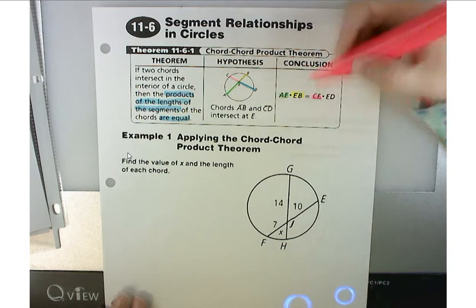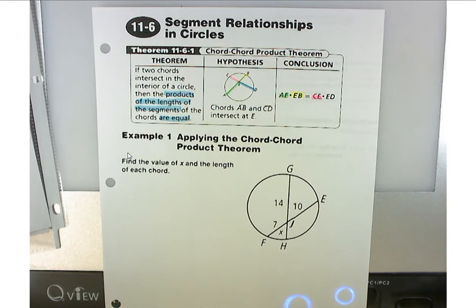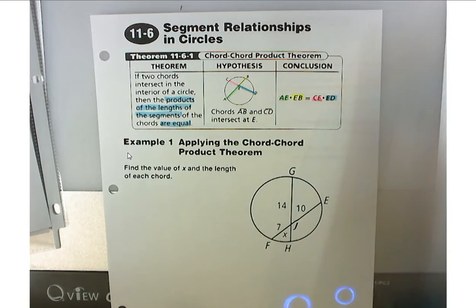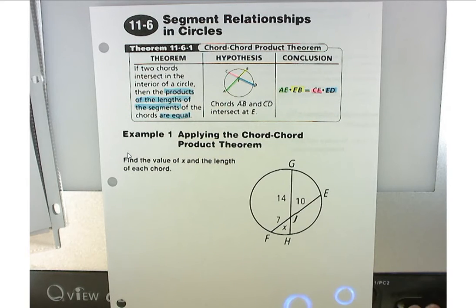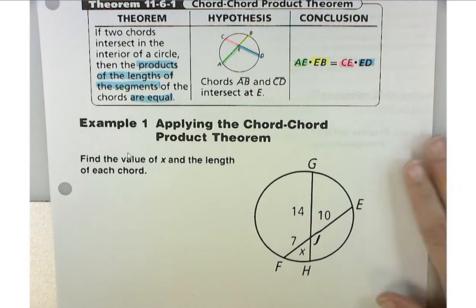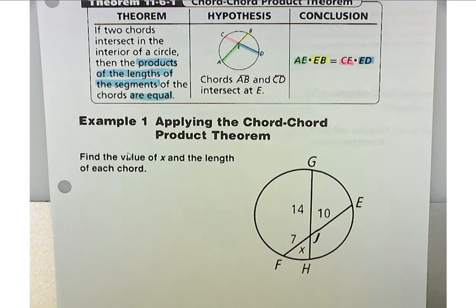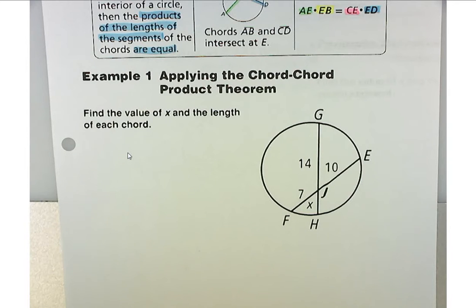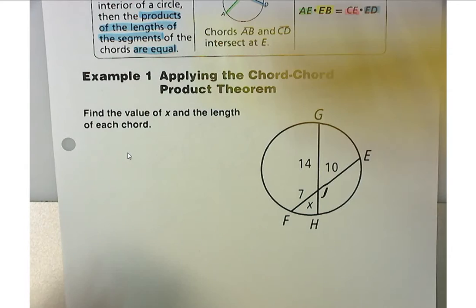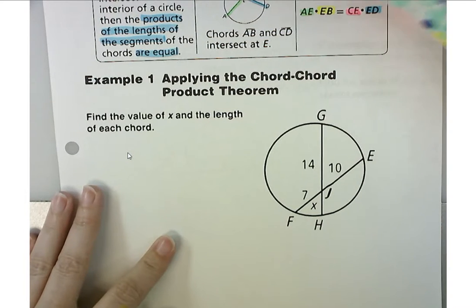You can think of it as the circle's way of cross multiplying. The intersection breaks it up into two segments. So what we're doing is finding the product of one chord's segments, and that's going to be equal to the product of the other chord's segments. So we're going to apply the chord-chord product theorem, which is what that is called.